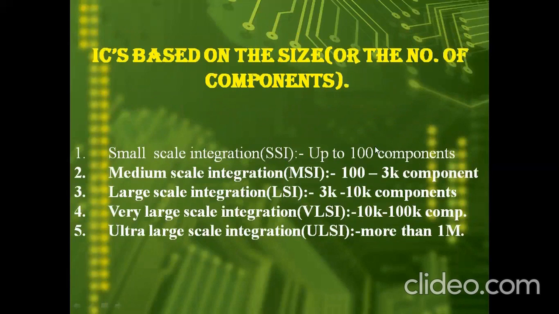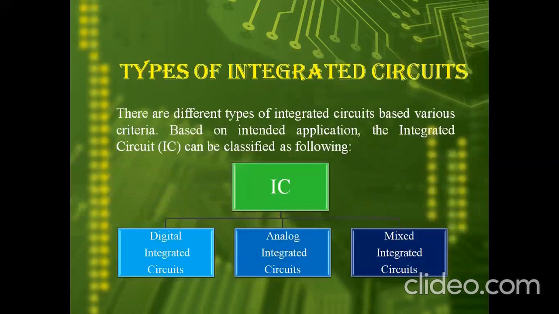Thus, depending upon the number of components, ICs are classified as SSI, small scale integration, where up to 100 components can be placed. Medium scale integration, MSI, 100 to 3000 components. Large scale integration, LSI, 3000 to 10,000 components. Very large scale integration, VLSI, 10,000 to 100,000 components. Ultra large scale integration, ULSI, more than 1 million transistors or electronic devices.